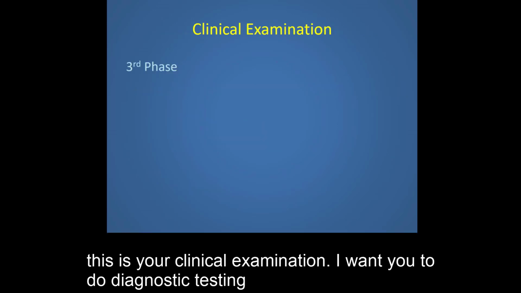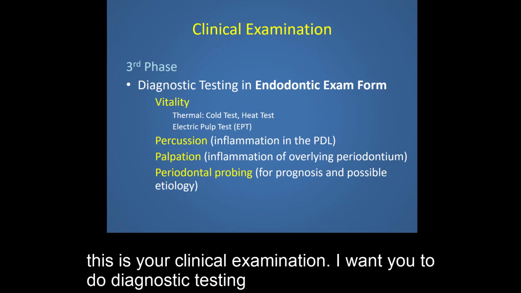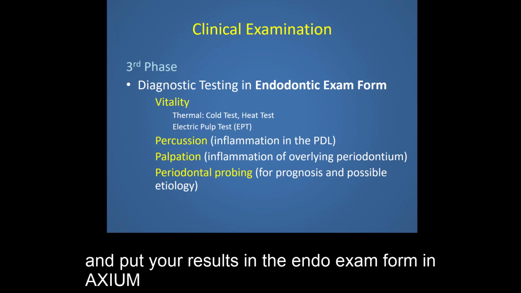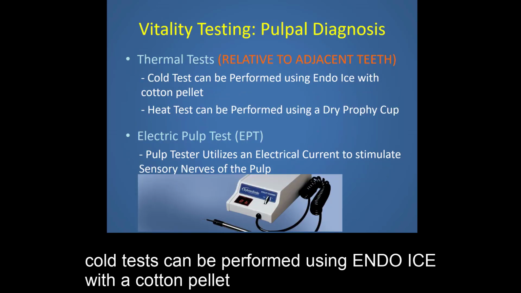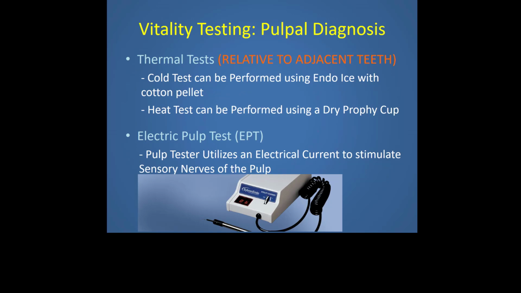Moving on to the third phase, this is your clinical examination. I want you to do diagnostic testing and put your results in the endodontic exam form in Axiom. This includes your vitality, percussion, palpation, and periodontal probing. The thermal tests, cold test can be performed using endo ice with a cotton pellet. The heat test can be performed using a dry prophy cup, and electric pulp test is a pulp tester that utilizes an electric current to stimulate sensory nerves of the pulp.